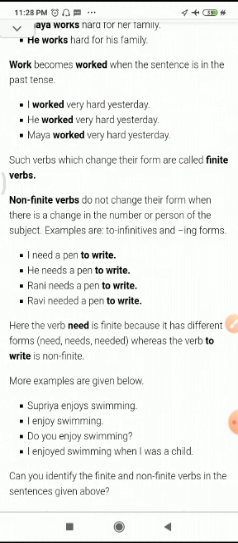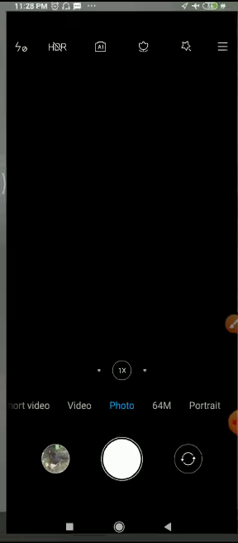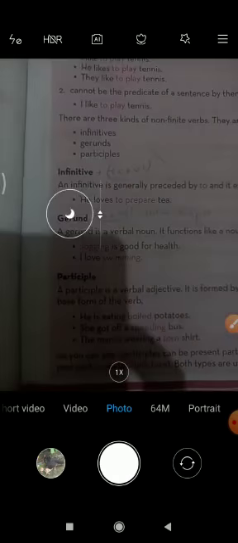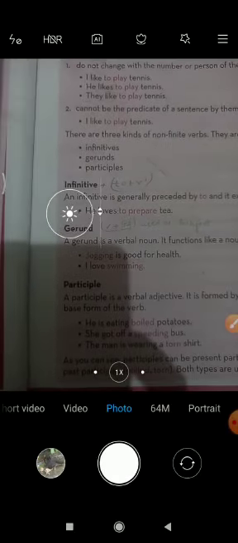Non-finite verbs are divided into three parts: infinitive, gerund, and participle. You can see in your book also. Come now, see children, non-finite verbs, infinitive. I'm zooming in now.